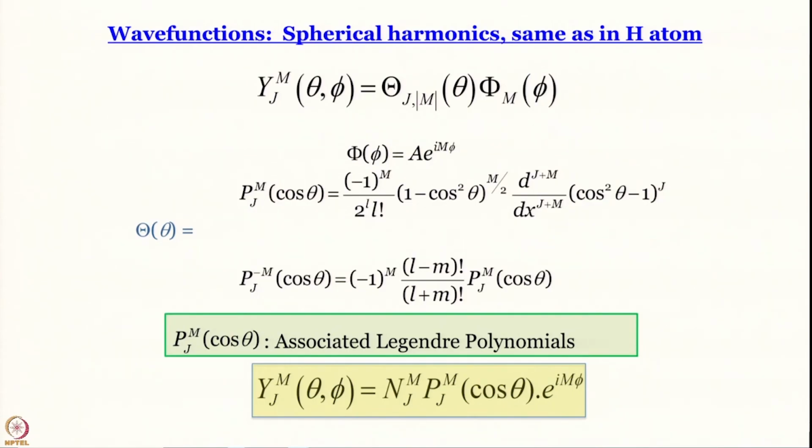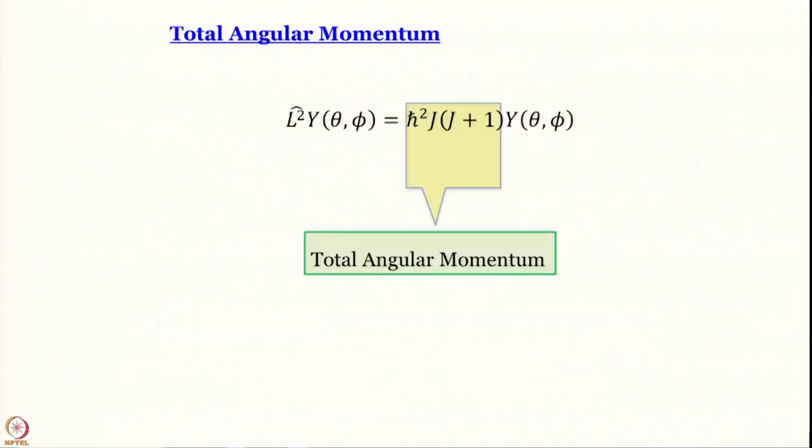We will come back to this once again when we talk about the hydrogen atom. The theta dependent part is basically a constant multiplied by an associated Legendre polynomial in cos theta. That is what it is. So, the theta dependent part is a polynomial and the phi dependent part is an imaginary exponential factor. Now, what happens when we try to find the energy?